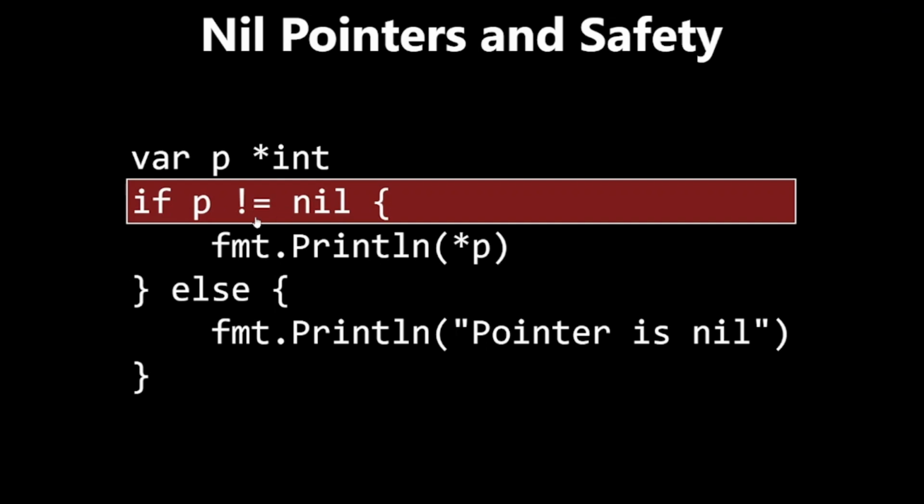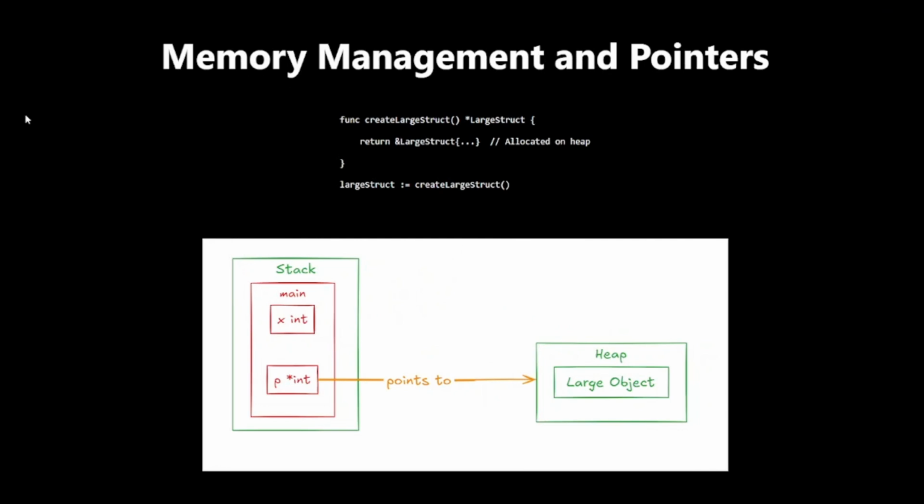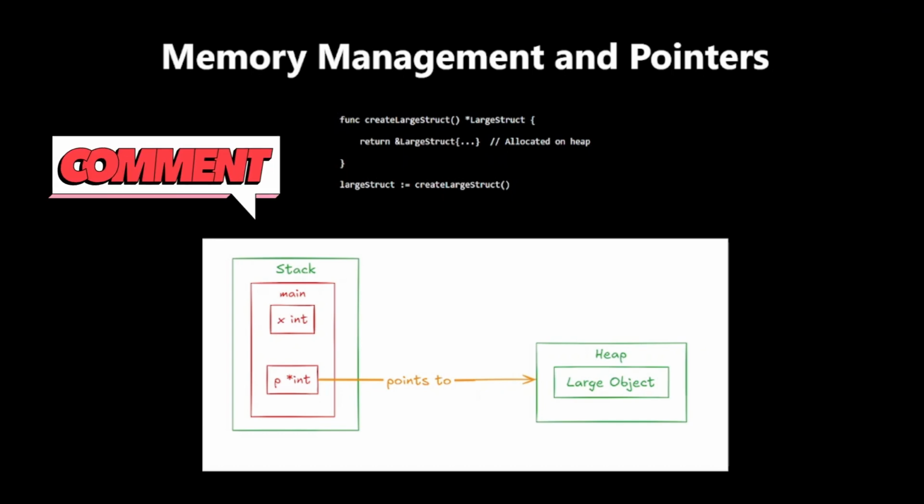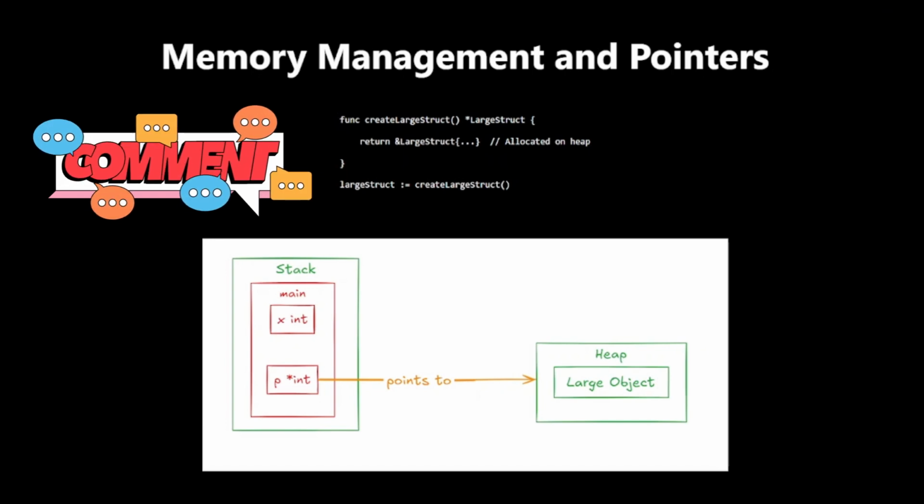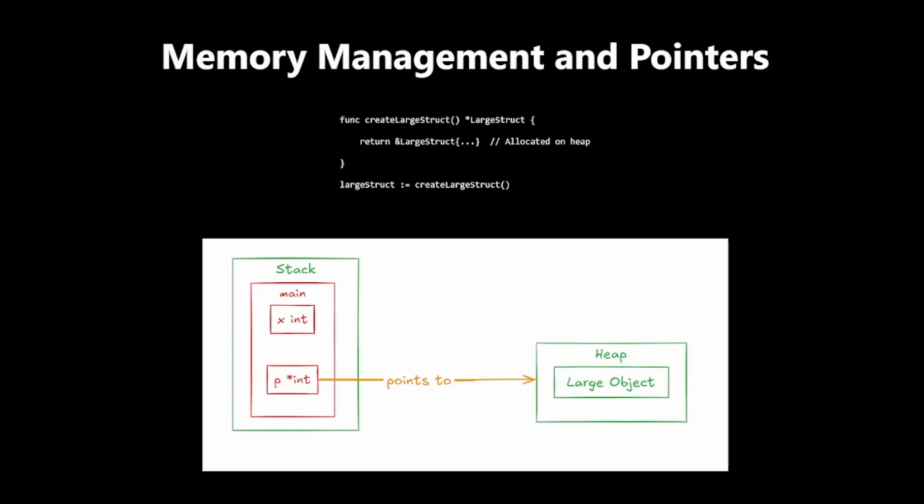Memory management and pointers. Understanding pointers is crucial for effective memory management in Go. While Go has a garbage collector, knowing how and when memory is allocated can help you write more efficient programs. When you create a value in a function and return a pointer to it, Go will automatically allocate that value on the heap rather than the stack. This ensures the value persists after the function returns.